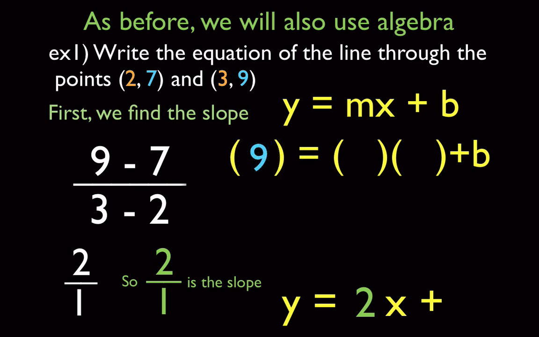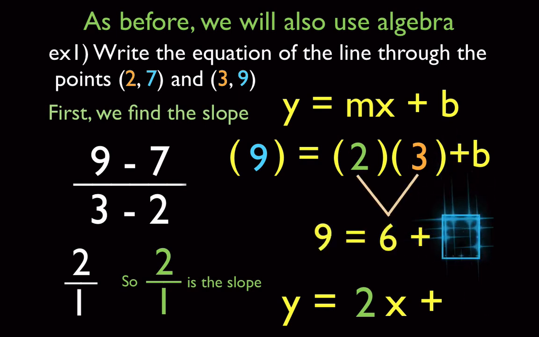For me, I went ahead and used 3, 9. So 9 is y, m is 2, which is my slope, and x is 3. Remember, the next step after that is to multiply them together, and you're going to get 9 equals 6 plus whatever goes in that blank space. Thinking about it for a moment, you'll probably realize that 3 is what needs to go in that space, so therefore the y-intercept is 3.